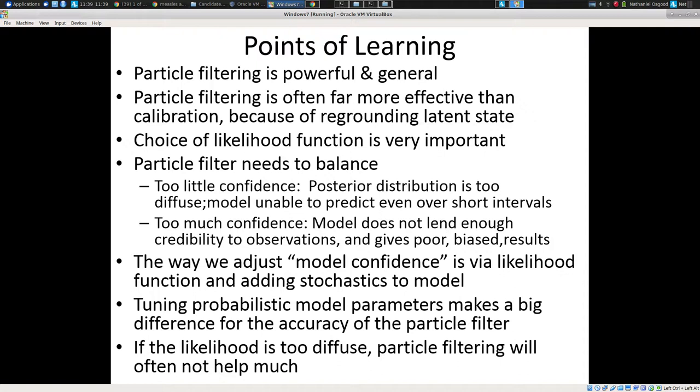Choice of likelihood function is very important. Choose your likelihoods carefully. And what things are stochastic and how stochastic is an important balance. I would suggest partnering up with someone who's done it before. Anahita and Xiaoyan are two core people, but several others in the group have also done it. And you know, you need to tune model confidence is a lot of it. Tuning probabilistic model parameters makes a big difference for the accuracy of the particle filtering. And if the likelihood is too diffusive, it's too broad, particle filtering will often not help much.